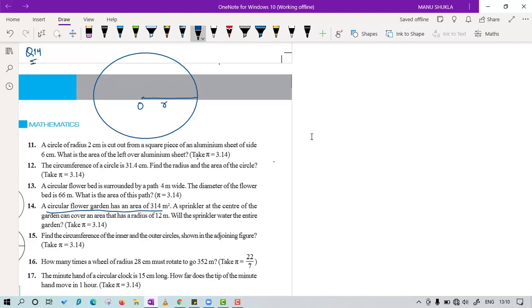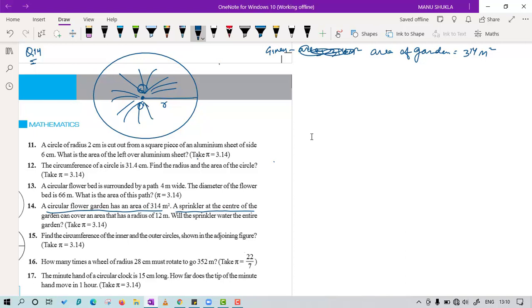Okay, they are saying area is given to you. So given area equal to how much? 314 meter square. This is the area of the garden. So I can write it like this also: area of garden is equal to 314 meter square. A sprinkler at the center of the garden. So we have a sprinkler on this center, which is putting the water in each and every direction like this.